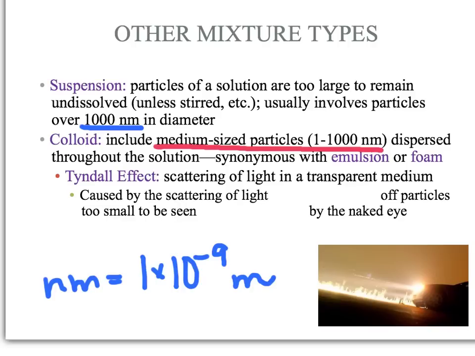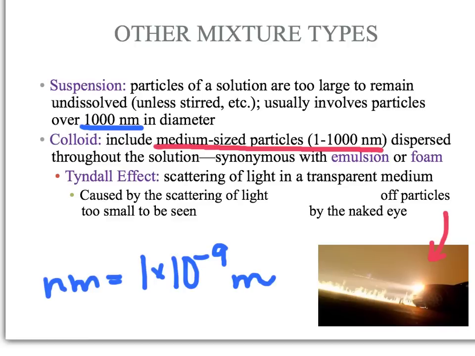But if you shine a beam of light through them, and you can kind of see this in the picture below, we've got a car with its headlights on. So generally speaking, if you're looking at a car from the side, you're perpendicular to the car, you won't be able to see the headlights. You can only see the headlights if they are directly in front of you.